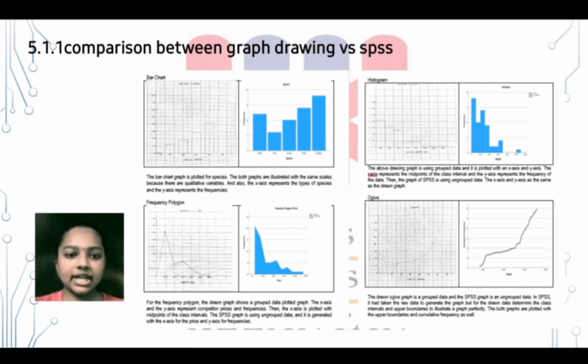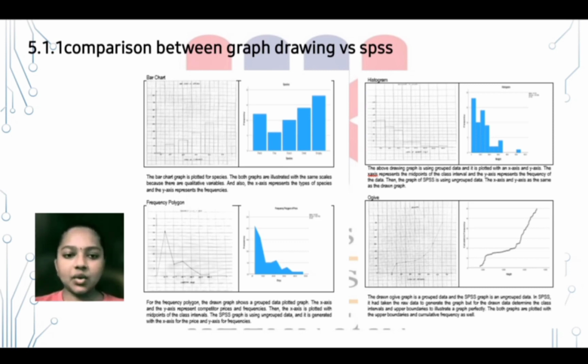Moving on to the histogram chart of weight, we can see that the hand-drawn graph is using grouped data and is plotted with an x-axis and y-axis. The x-axis represents the midpoints of the class interval and the y-axis represents the frequencies. The SPSS generated histogram follows the same format.